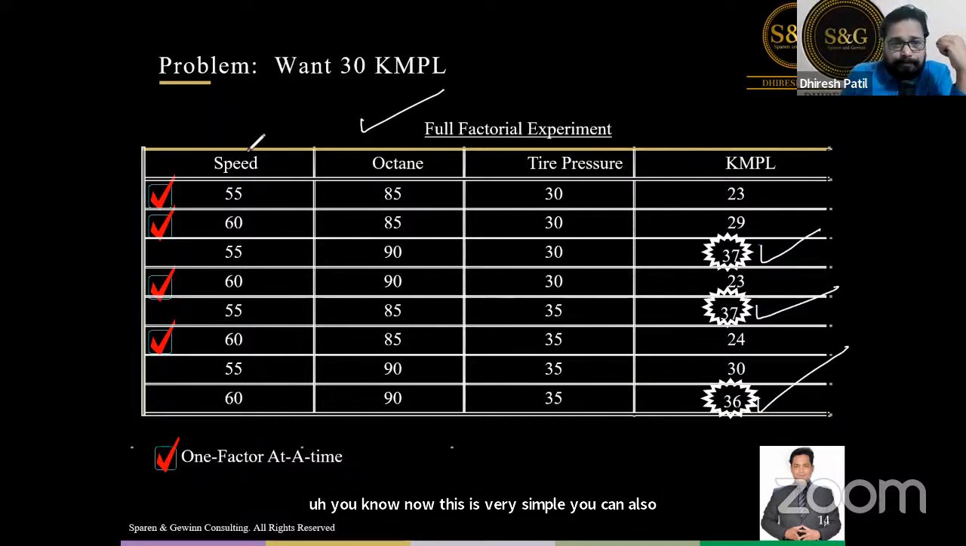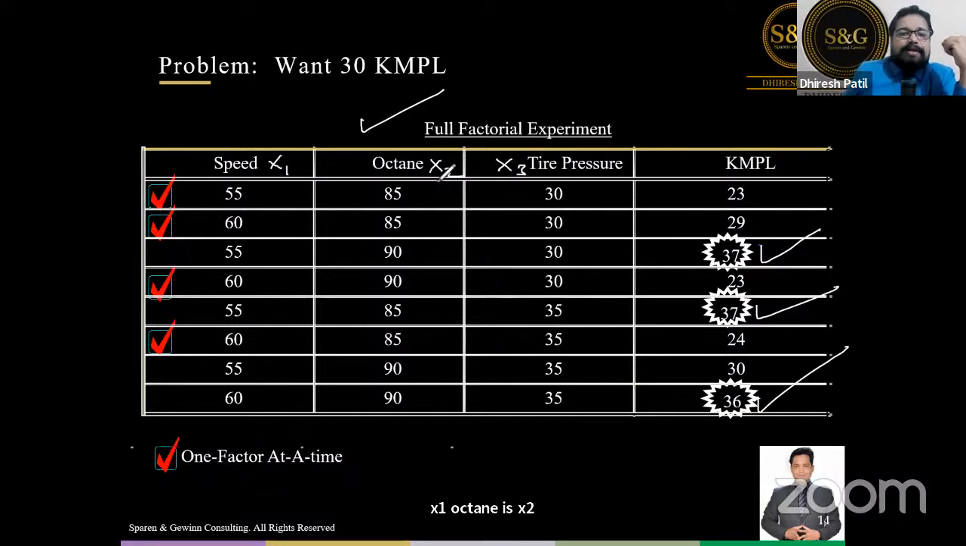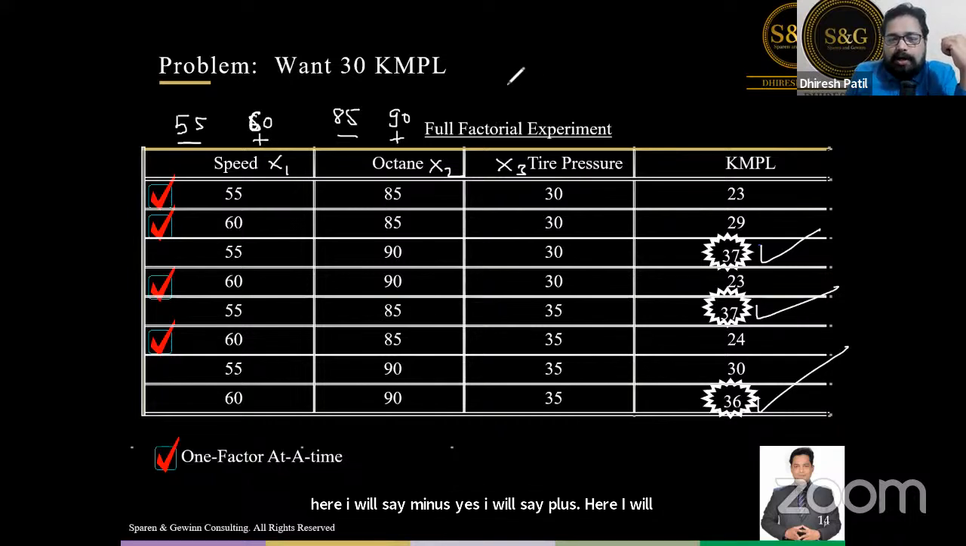This is X1, speed. Octane is X2, and tire pressure is X3, right? So the lower setting is 55, higher setting is 60. Correct? For octane, lower setting is 85, higher setting is 90. So here I will say minus, here I will say plus. For tire pressure, lower setting is 30 and higher setting is 35. So lower setting is minus, higher setting is plus.